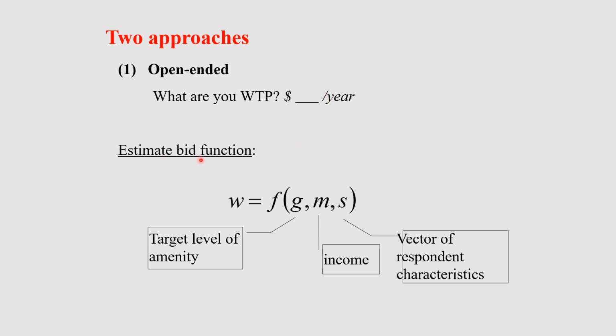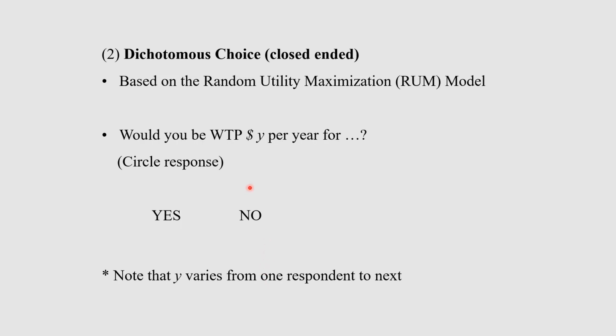Okay, and then we can estimate a bid function where we obtain this dollar amount here, and we run a regression on it as a function of the target level of the amenity, so 1,200 polar bears, or 200, the change in the amenity, 200 polar bears, the respondent's income, and then a vector of respondent characteristics. For example, their age, their gender, their education, and so on.